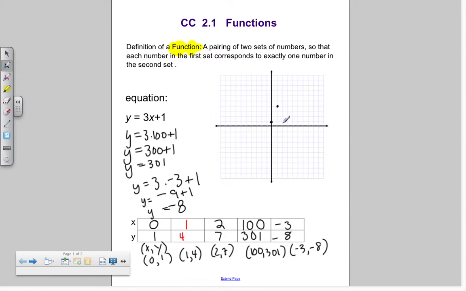2, 7, 2, 1, 2, 3, 4, 5, 6, 7. 100 comma 301. Well, I don't have 100, and I don't have 301, so I have to skip that one. -3, -8. 1, 2, 3, 1, 2, 3, 4, 5, 6, 7, 8. Okay, so I've plotted all the points that I can. If I had gotten a fractional point, you could plot it, but it's kind of hard to do because you have to estimate. Okay, so now, if you notice, these line up.